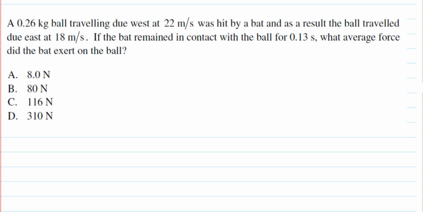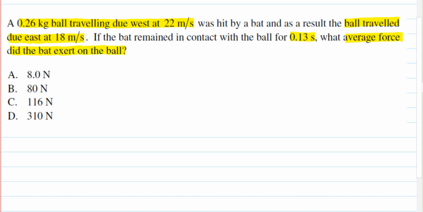Here is another similar impulse question. For this problem, we have a 0.26 kilogram ball traveling due west at 22 meters per second. And then it's hit by a bat, and as a result, the ball travels due east at 18 meters per second. If the bat remained in contact with the ball for 0.13 seconds, what is the average force that the bat exerted on the ball?